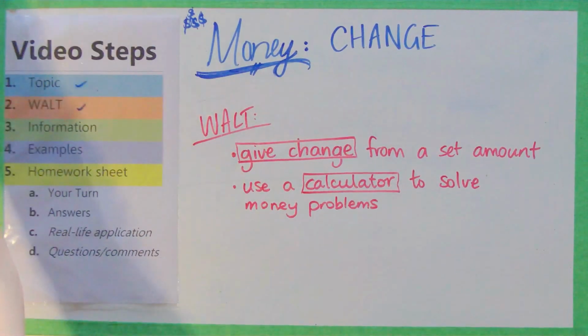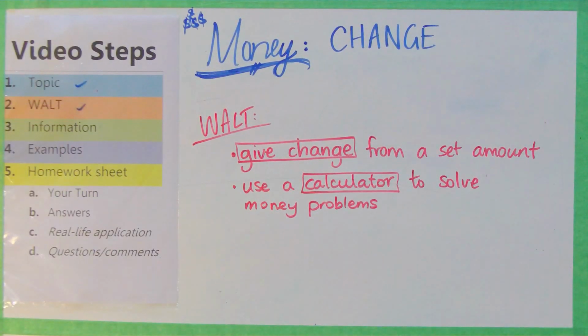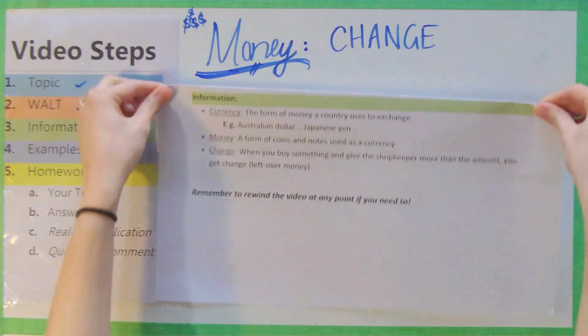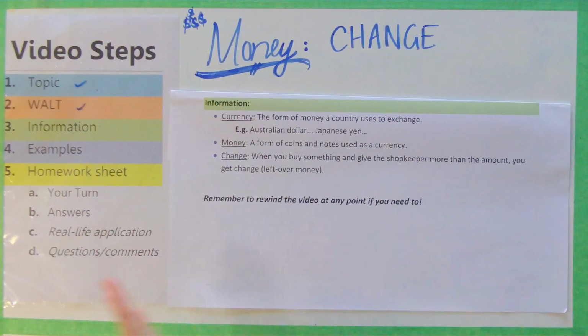So let's look at some quick information before we get started with some examples. Just a quick recap, currency is the form of money a country uses to exchange. For example, the Australian dollar that we use in Australia, or the Japanese yen in Japan. Money is a form of coins and notes used as a currency. Change is when you buy something and give the shopkeeper more than the amount required, you get change or leftover money. Now please remember to rewind the video at any point if you need to.